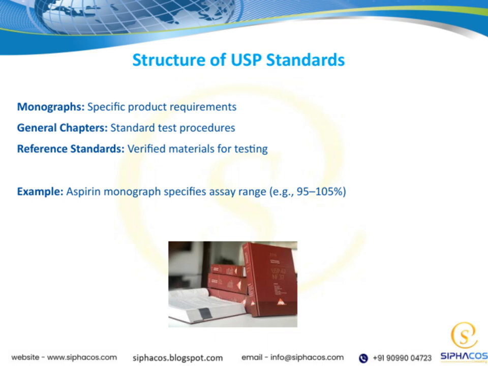These chapters help ensure consistency and reliability in testing methods. Finally, we have reference standards, which are verified materials used during testing to ensure accuracy and consistency. These reference standards serve as benchmarks, helping laboratories produce valid and comparable results. Overall, this structure, monographs, general chapters, and reference standards, forms the backbone of USP's approach to maintaining high-quality pharmaceutical standards.